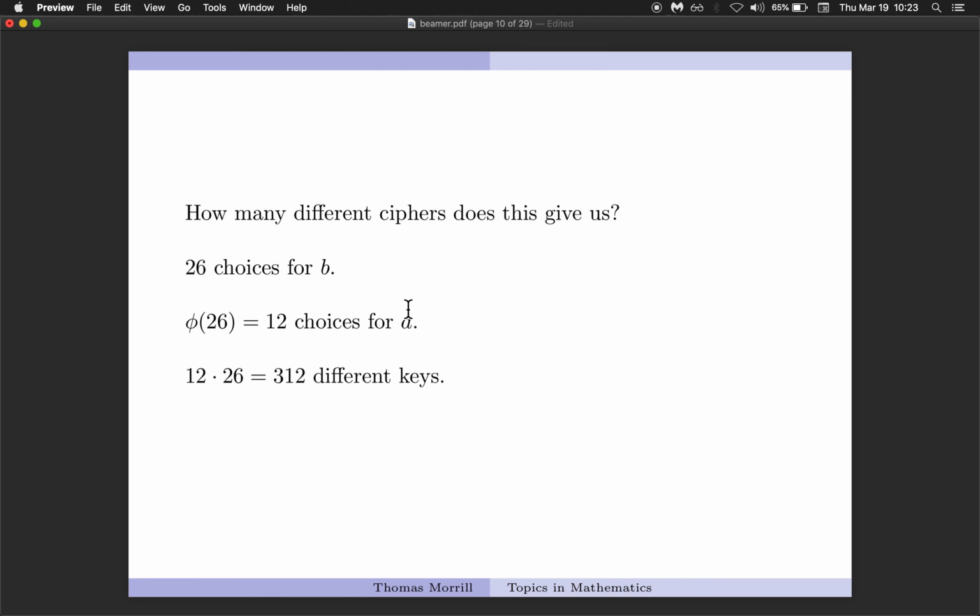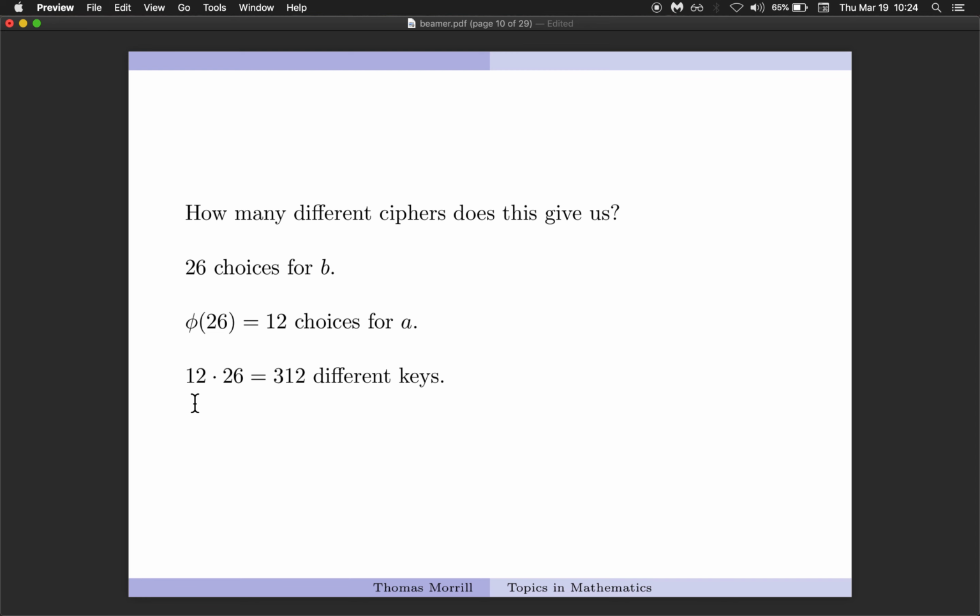A has to be one of the residues mod 26 which does have a multiplicative inverse. And how many of those are there? That's determined by the phi function. And I calculate phi of 26 is equal to 12. Again, that's because 26 factors as 2 times 13. So I multiply 2 take 1 times 13 take 1, I get 12.